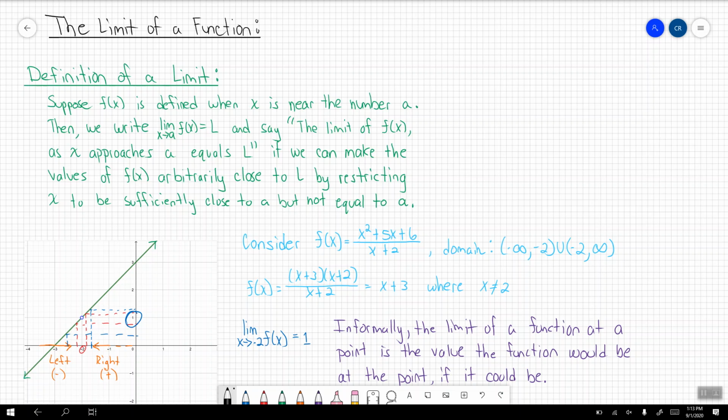So the definition on screen says, suppose f of x is defined when x is near the number a. Then we write the limit as x approaches a of f of x is equal to L. Now we could say this as the limit of f of x as x approaches a equals L, if we can make the values of f of x arbitrarily close to L by restricting x to be sufficiently close to a but not equal to a. Okay, so this says a lot and it is very technical.